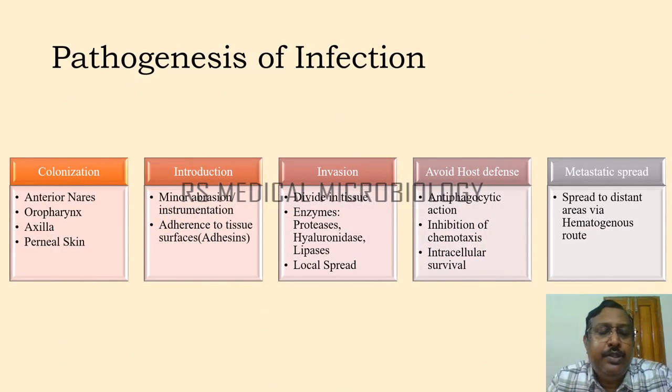Now we'll go into the pathogenesis. So what happens in this infection? The Staphylococcus aureus colonizes the anterior nares, oropharynx, axilla or the perineal skin. In case of any kind of mild abrasion or instrumentation, it will adhere to the tissues by its adhesins and slowly divide in the tissue. Using the enzymes that is protease, hyaluronidase, lipases, it will cause a local spread. It will avoid the host defense by antiphagocytic action. It will inhibit chemotaxis and it will survive intracellularly. And from there, it can spread to different areas by the blood, that is the hematogenous route.